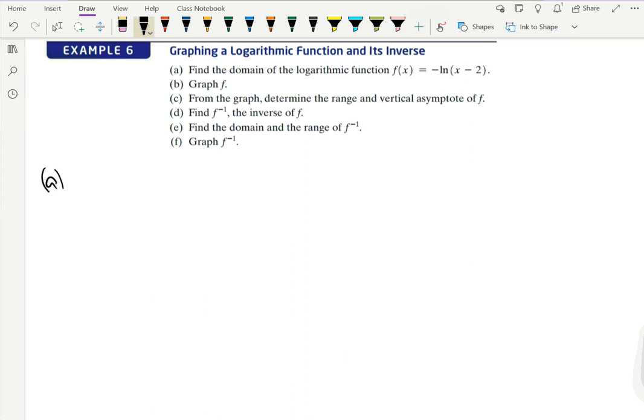Okay, so we know that any time we have a logarithm, whatever we're taking the log base something of, that piece always has to be positive. So we know then that x minus 2 has to be bigger than 0. Therefore, x must be bigger than 2. So in my domain, I'm going from 2 out to infinity. Letter B, let's graph the function.